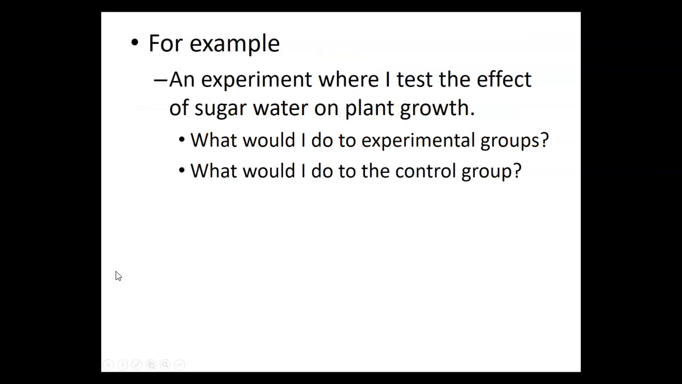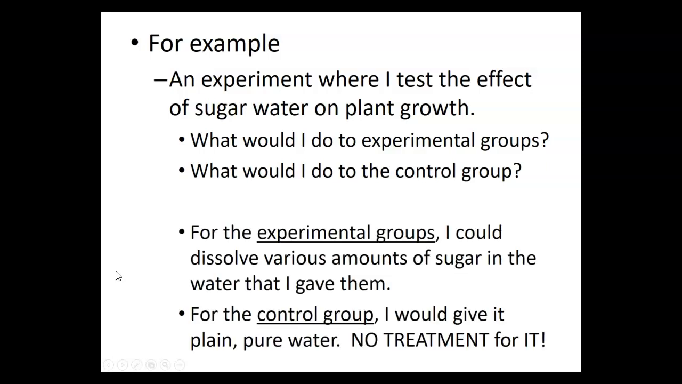Here's another example. If I did an experiment where I tested the effect of sugar water on plant growth, what would I do to the experimental groups versus what would I do to the control group? Well, for the experimental groups, I could dissolve various amounts of sugar in the water that I gave them. So I might give one plant 1 gram of sugar in 100 milliliters of water. I might give another plant 2 grams of sugar in 100 milliliters of water. So I could have multiple experimental groups. And then the control group would just get pure water. So the control group still gets water, but it just wouldn't get any sugar in it. No treatment.